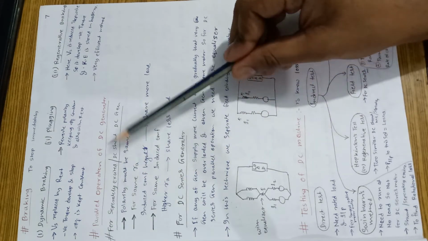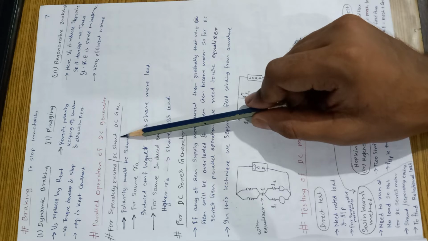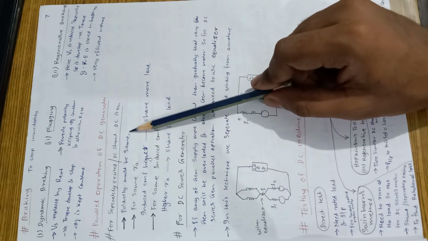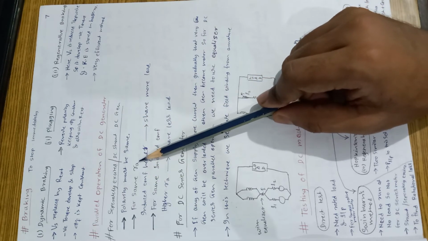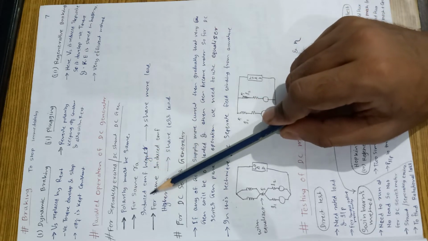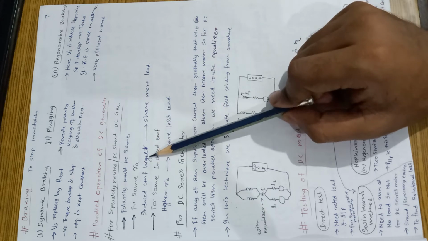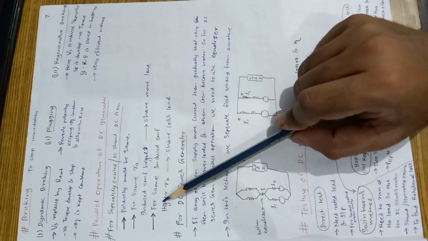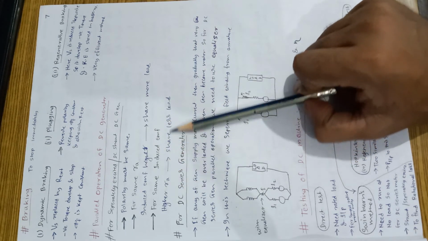Now for parallel operation of DC generators, for separately excited and shunt DC generators, polarity must be the same. For the same RA, if the armature resistance of both machines is the same, then the generator with the higher induced EMF will share more load. For the same induced EMF, the one with higher resistance will share less load.